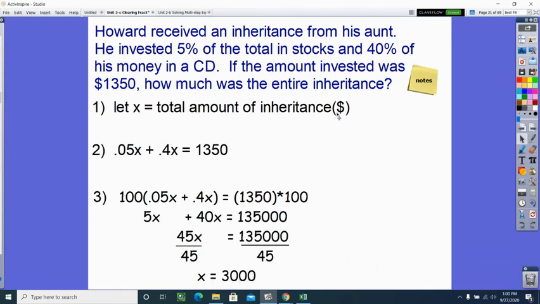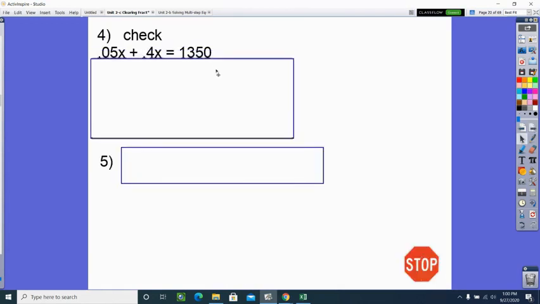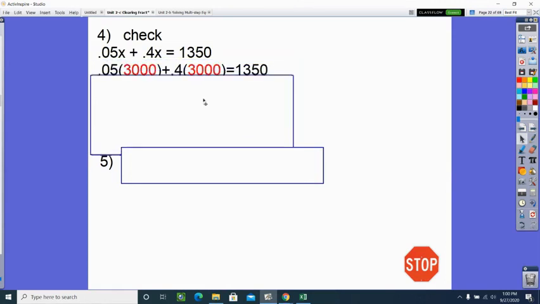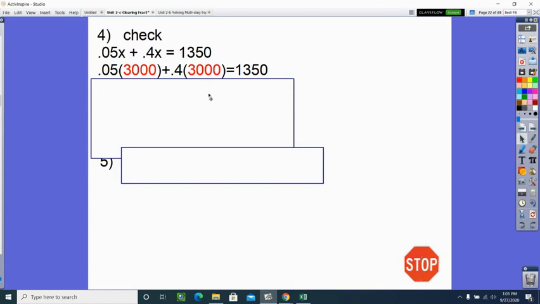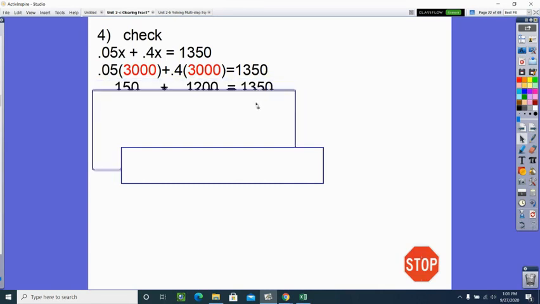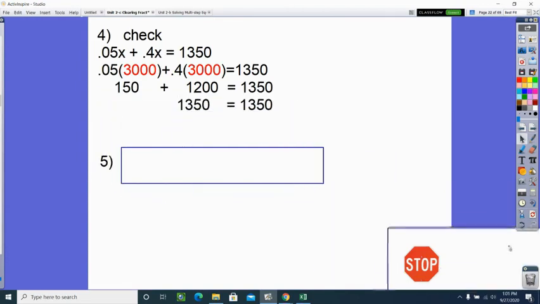$3,000. I'm going to check that by putting it back into that equation. So 5% of the 3,000 was the money that went into my, I think it was savings, stocks. 40%, so whatever this money is, went into the certificate of deposit. And the total I invested was $1,350. So 5% of 3,000 is 150. 40% of 3,000 is 1,200. Add them together, and sure enough, they equal 1,350.